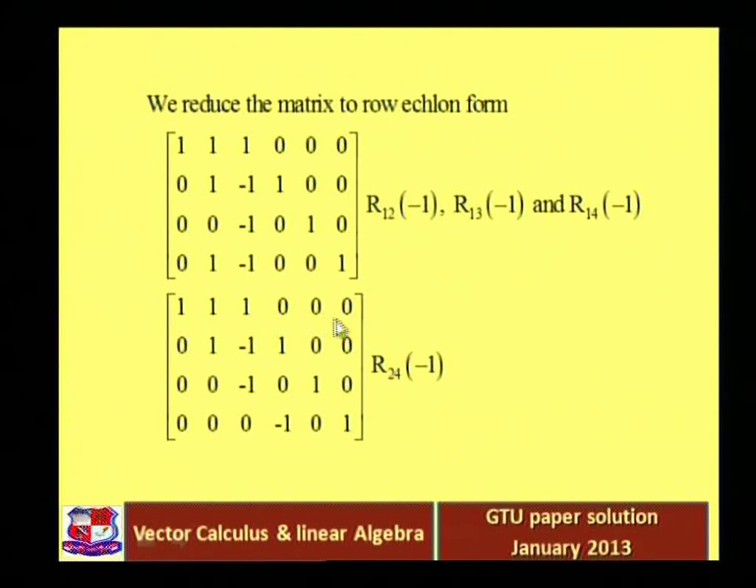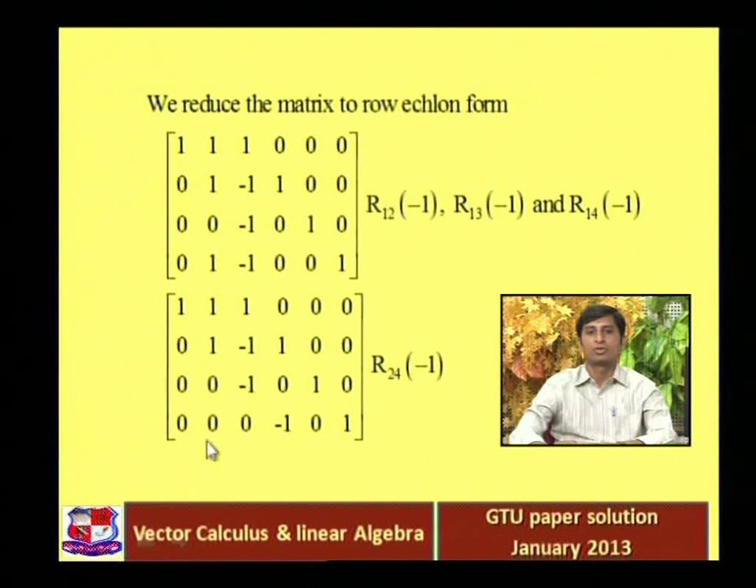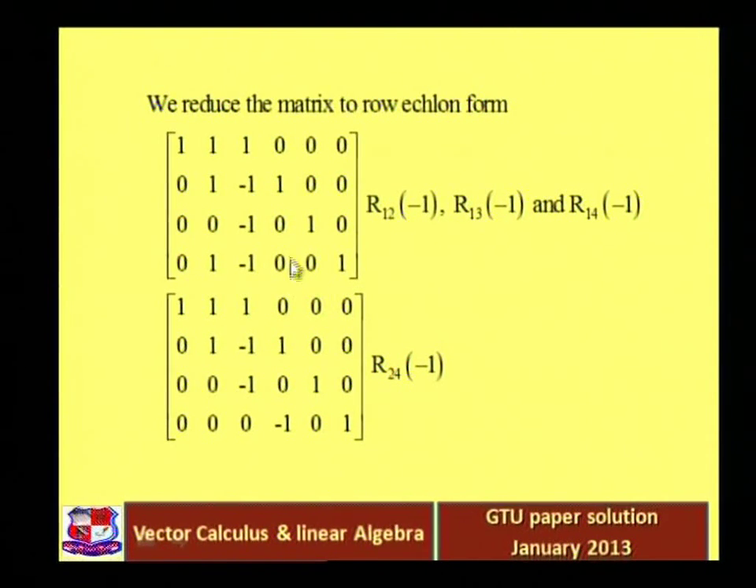So 1 1 1 0 0 0, then the second row is 0 1 minus 1 1 0 0, the third row is 0 0 minus 1 0 1 0, and the fourth row becomes 1 minus 1 0, then minus 1 plus 1 0, then 0 minus 1, that is minus 1, and 0 minus 0 0, and then 1 minus 0 1. So 0 0 0 minus 1 0 1, right?